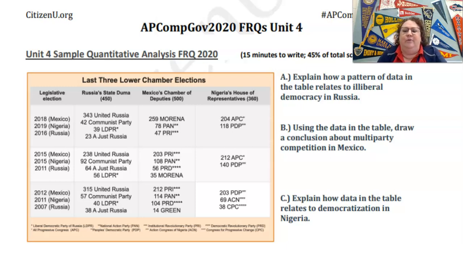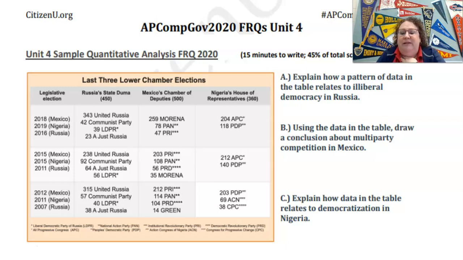All right, using the data in the table, draw a conclusion about multi-party competition in Mexico. As you're looking here, I might talk about the fact that because they use single-member district and proportional representation, because they do a mix, we're going to see more parties being represented. So that knowledge that they have a mixed system and do use proportional representation allows for more multi-party competition. That's going to get you the point on B, because you're talking about that mixed system. You also could even go back to A and talk about how the single member district could also lead to the one-party dominant United Russia.